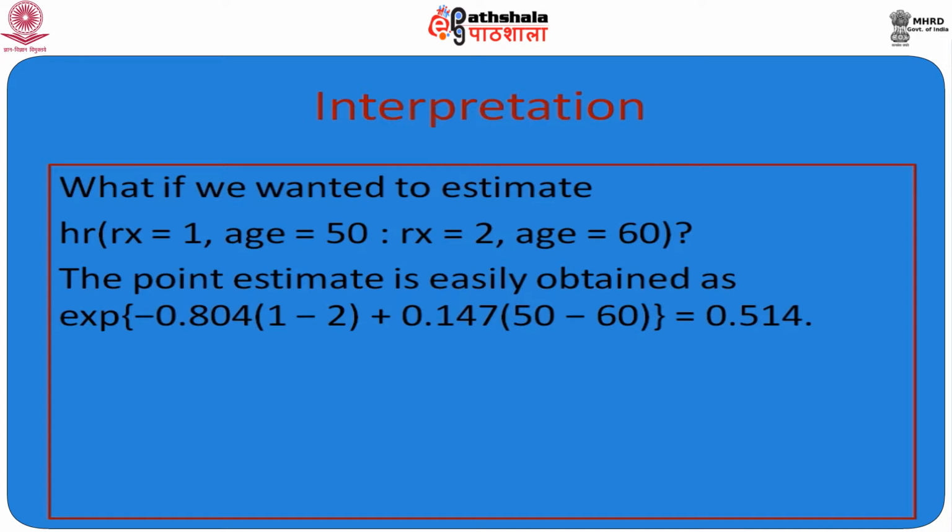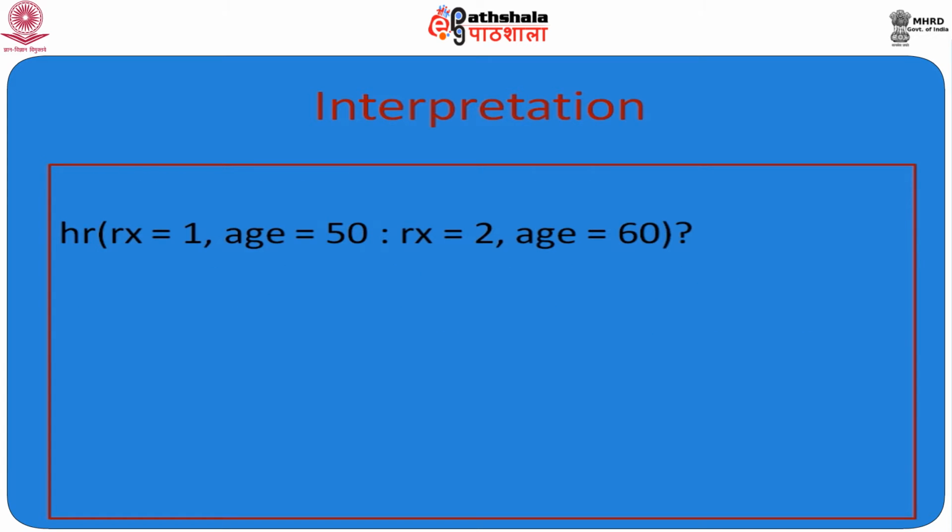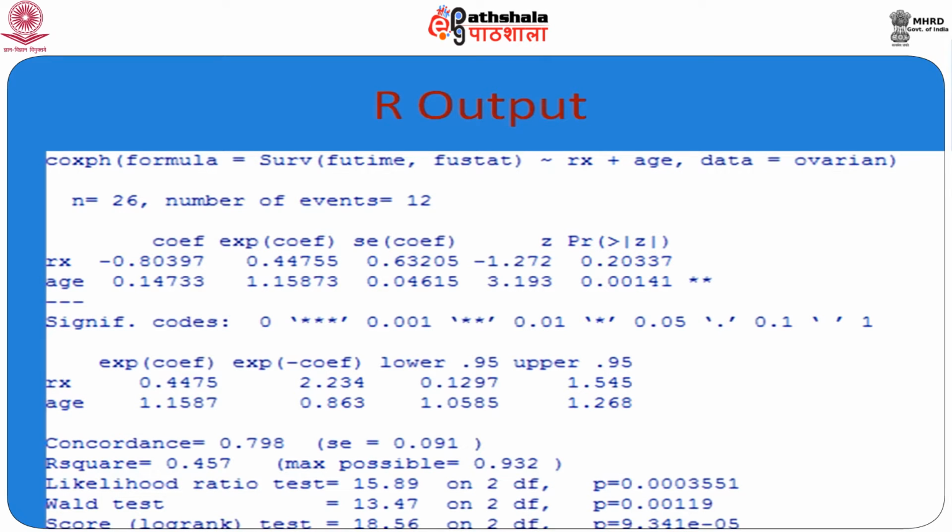Again we are multiplying minus 0.80 with 1 minus 2, where 1 stands for Rx1 and 2 stands for Rx2, because the coefficient of Rx is coming here as minus 0.80397, so we have considered it as minus 0.804.